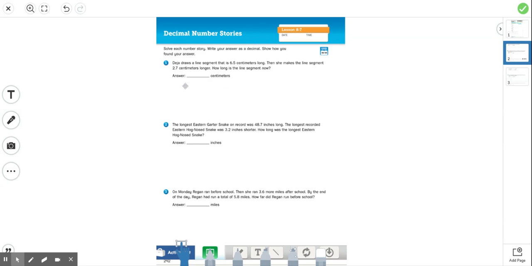Other work you'll be doing today, it's all about taking decimal numbers and converting them to fractions so that you can then solve problems. So the instructions say solve each number story and then write your answer as a decimal and then show how you found your answer. And so you're going to do problems 1 through 3.